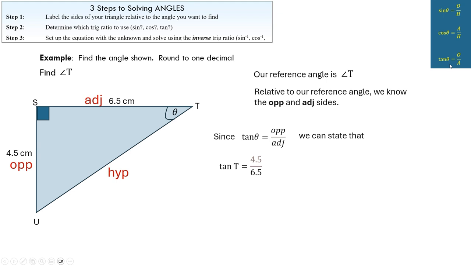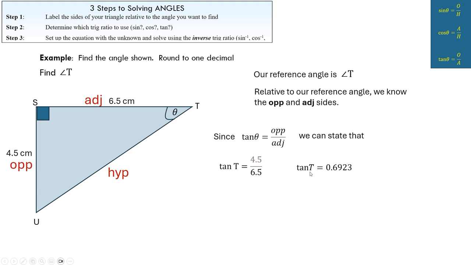Looking at our chart over here, if you're given the opposite and the adjacent, this tells us that we should use the tan ratio to set up our equation. So we can say that the tan of angle T equals 4.5, the opposite, over 6.5, the adjacent. 4.5 over 6.5 as a decimal becomes 0.6923, so we can say that the tan of angle T equals 0.6923.